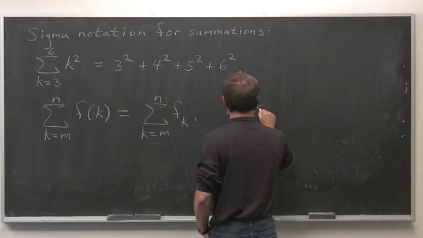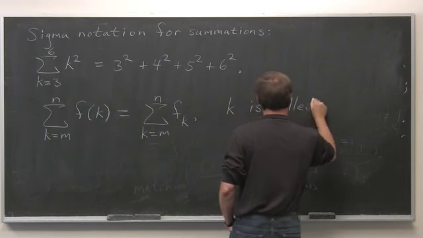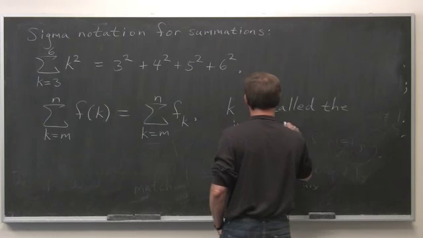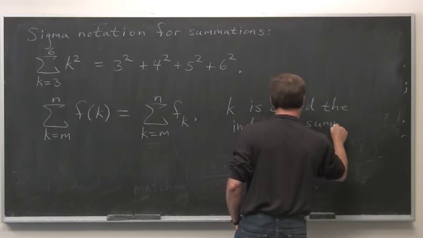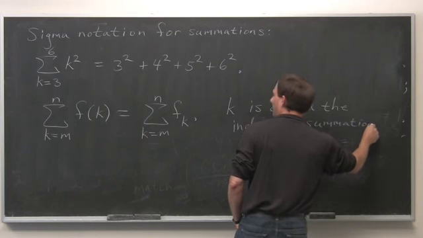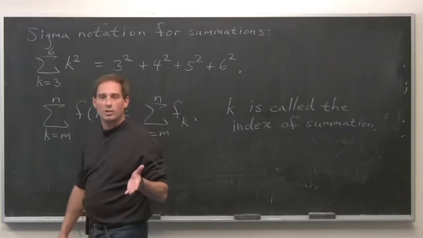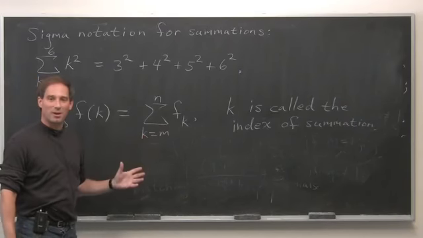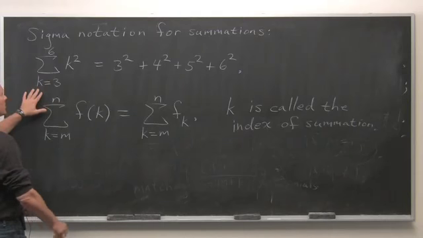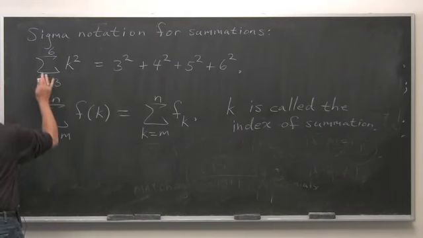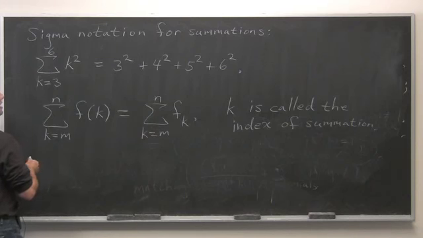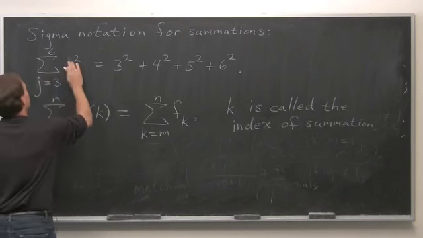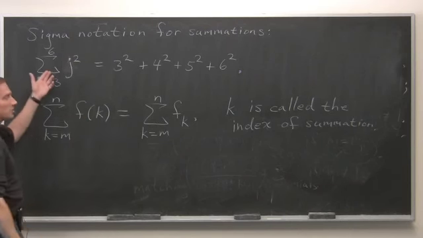It's what's known as a dummy variable. It's called that because it really doesn't matter what you call it. So does the k here matter? No. Well, I mean, it matters, but does it matter that it's called k? No. If I replace the k by a j here and a j here, that doesn't change the summation.